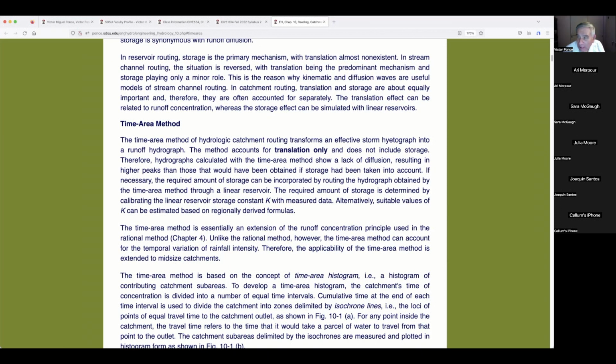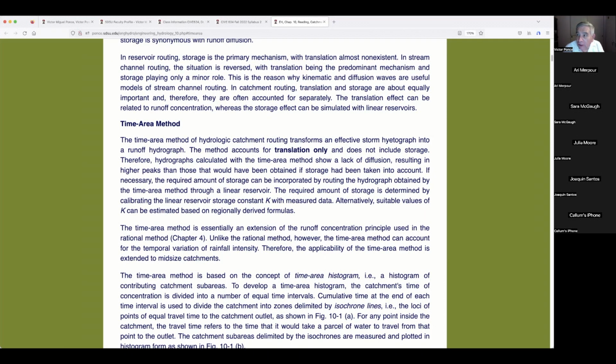The time area method accounts only for translation. It does not include storage or diffusion because it is an extension of the rational method. You'll see it. It's a way of extending the rational method for the hydrograph, not just for one block of rain, but a succession of blocks of rain. And by the way, just based on what I just said, that's a pretty smart method to get a quick answer.